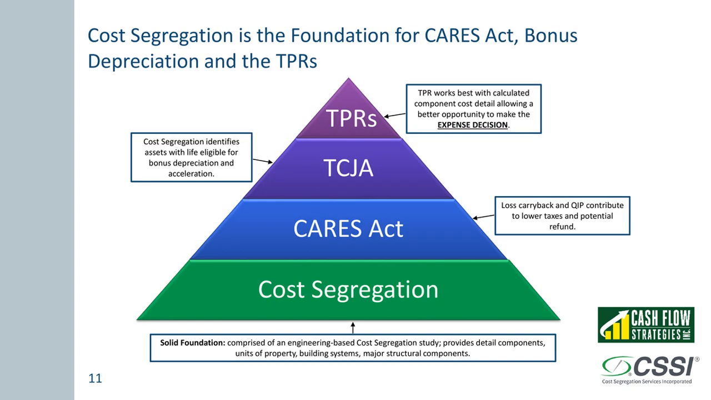So cost segregation, accelerating depreciation on personal property as opposed to real property, is kind of the foundation for the loss carrybacks of the CARES Act, the QIP changes in the CARES Act, the Tax Cuts and Jobs Act, and the Tangible Property Regulations of 2014, which we'll talk about. Because without a cost segregation study, there are some changes that need to be made to their depreciation, and they may not even be aware of it. And not even all CPAs are aware of it as well.